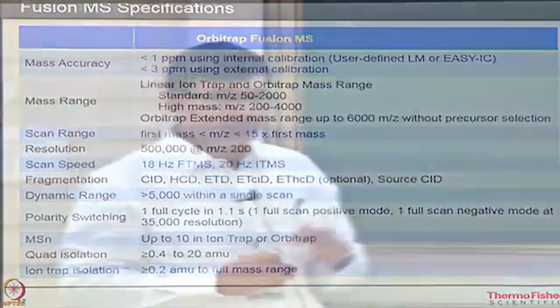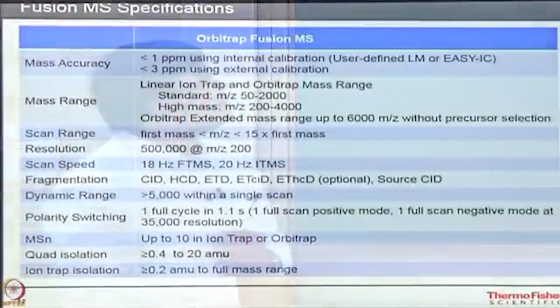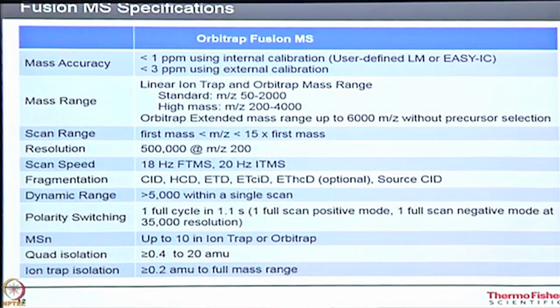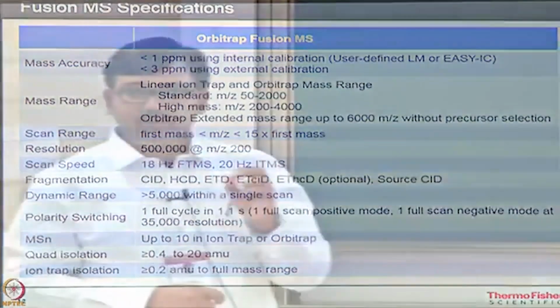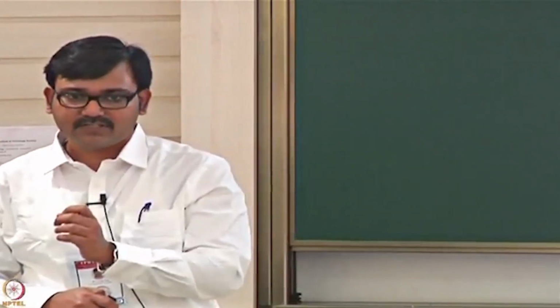Now the mass range: you can acquire the mass range from 50 to 6000 m/z, not the mass. The bigger the molecule, the higher the charge state, and it will come inside this range. But you cannot scan the whole range of 50 to 6000 in one shot. The highest mass is 15 times the first mass. For example, if you start from 100 m/z, you can scan up to 1500 m/z. If you want to scan the full mass range, you divide the scan range: 100 to 1500 and 1500 to 6000.